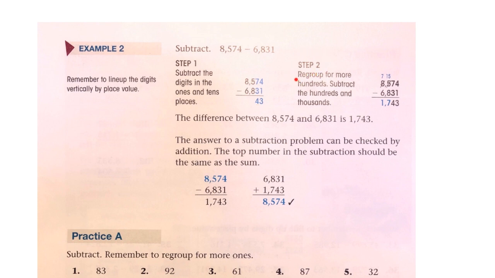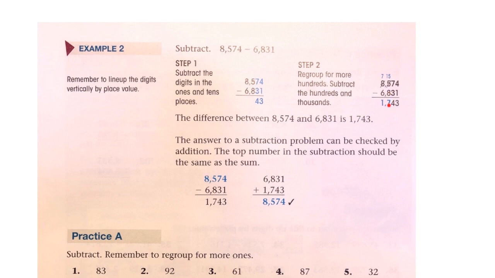Step 2. Regroup from more hundreds. Subtract the hundreds and thousands. We can't take 8 from 5, so we need to regroup. So let's get one of these thousands and give it to the hundreds. So instead of saying we have 8 thousands, we can give one of those thousands to the hundreds place. And so now we would add that 1 to the 5 and make it 15.